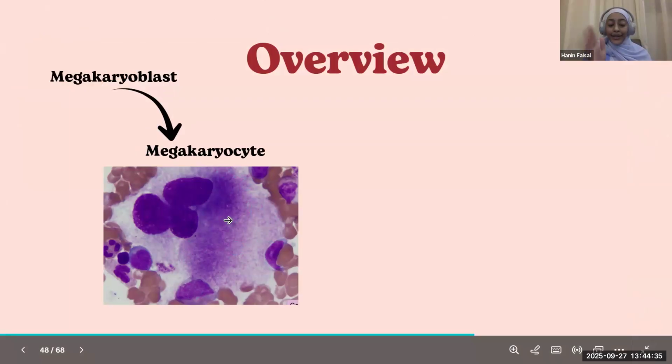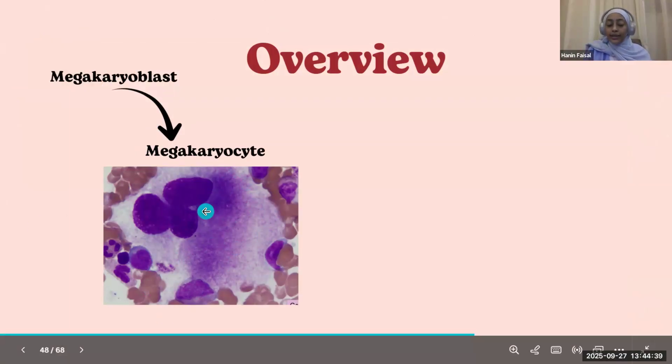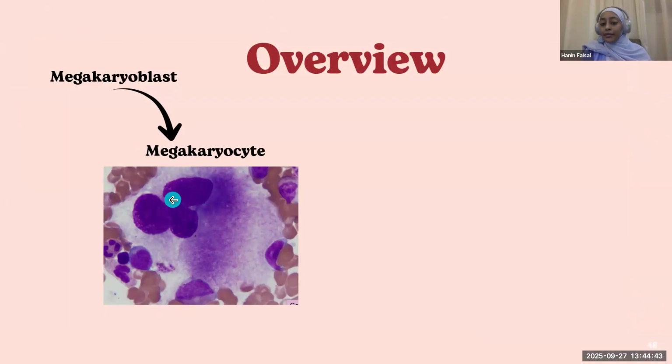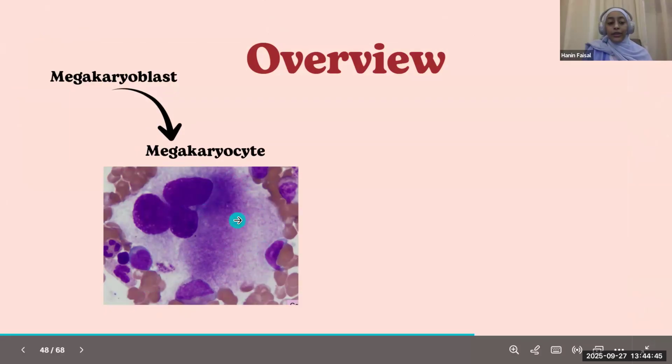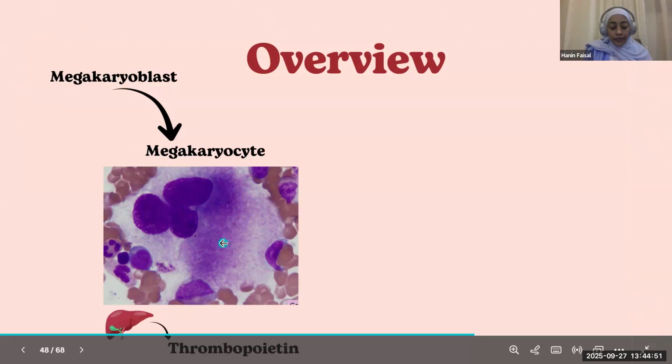I can see it right now in your OSPE exam, the first question, and they're telling you what cell is this, and, for example, what hormone can act on this cell to give you platelets. So this cell is really important. If you see something huge, this is the mega. From its name, mega, it's a huge cell.